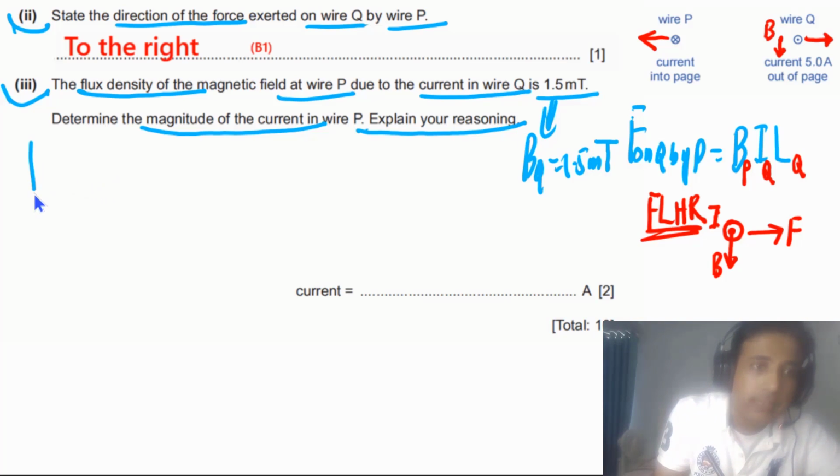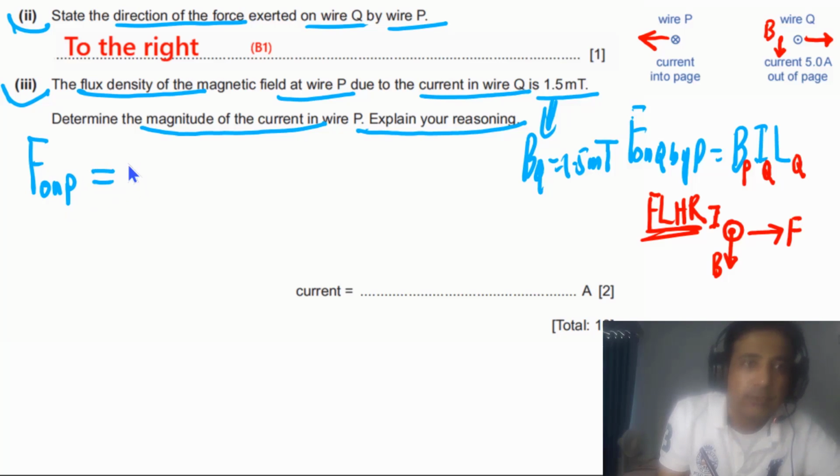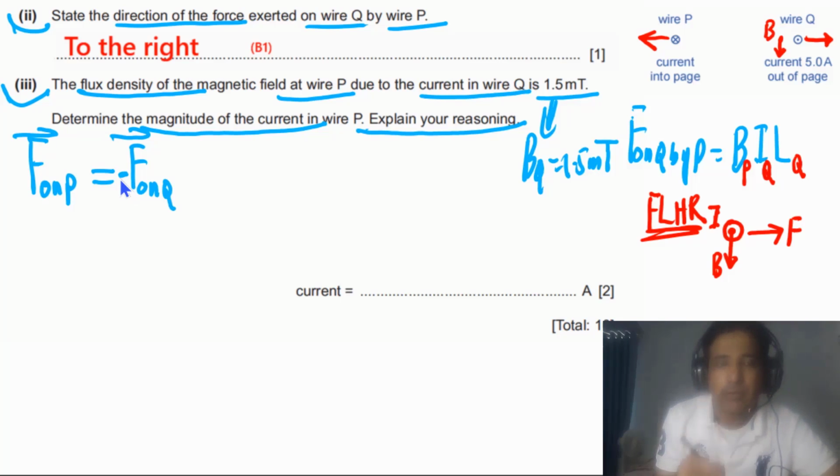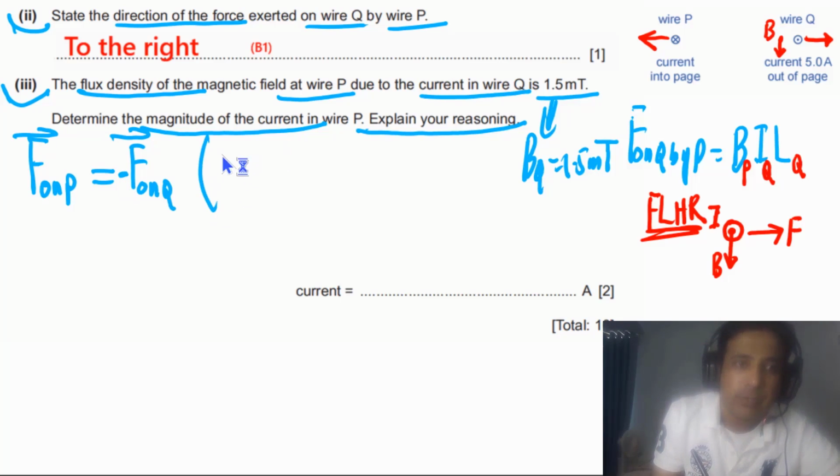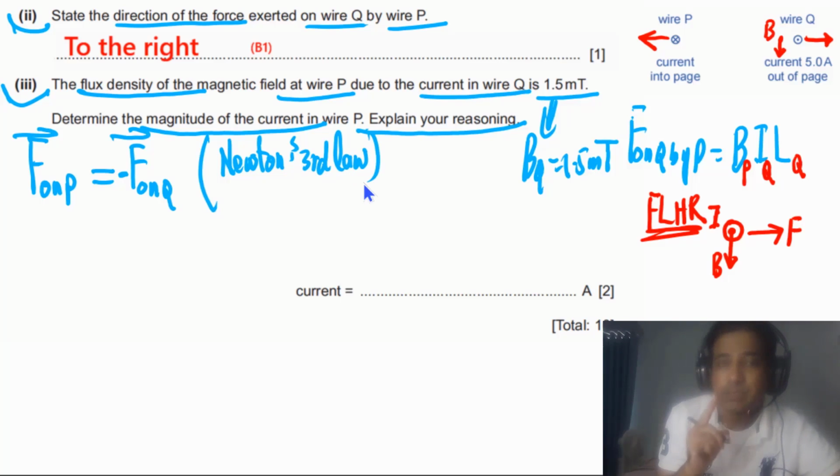It simply means that if we write down here force on P due to Q has to be equal to force on Q, and these two forces have the same magnitude but are in opposite directions, and this is based on Newton's third law. So this is the reasoning. Question was asking you to explain your reasoning. So this is our reasoning.